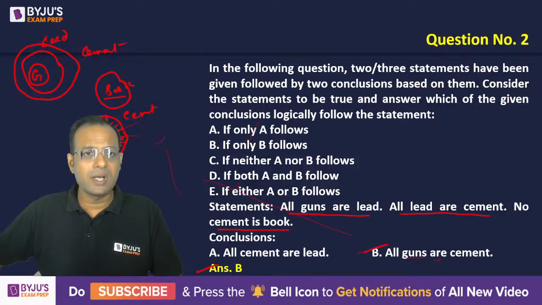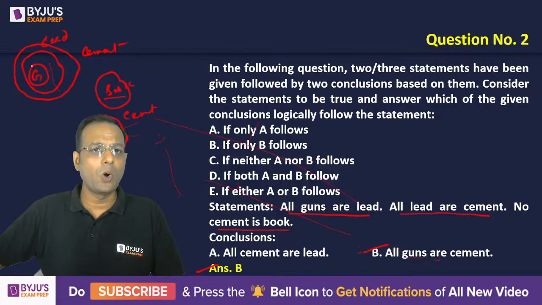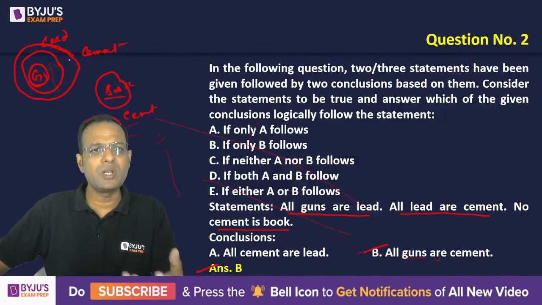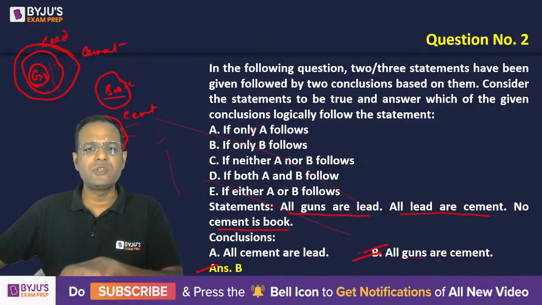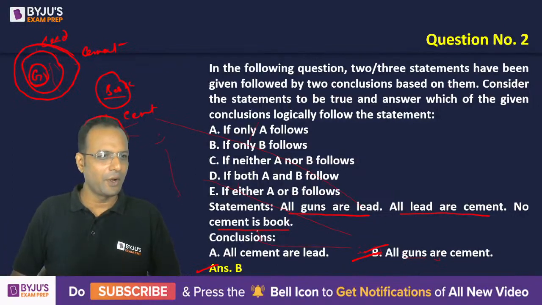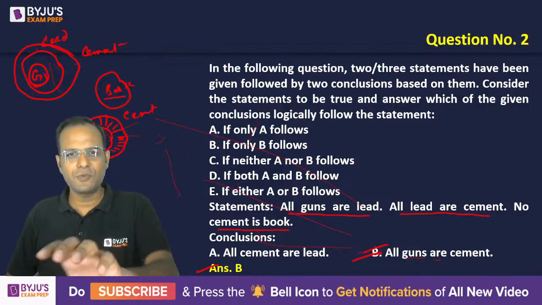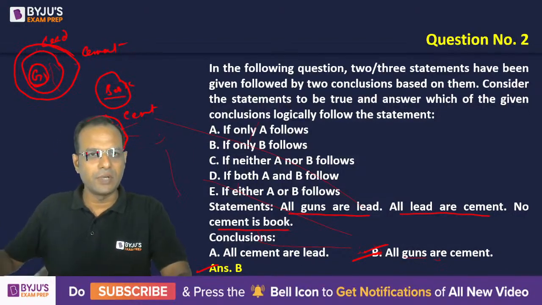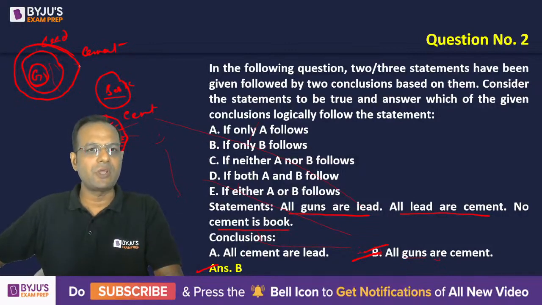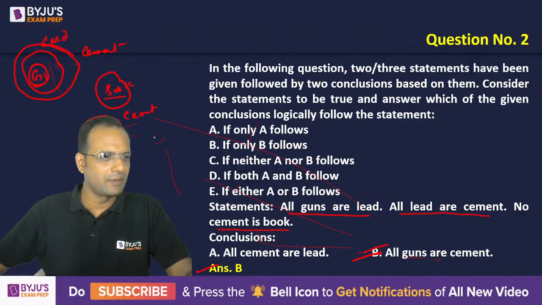But B, all guns are cement. Look at G. All guns are cement. Gun falls under cement. So gun is a part of cement. All guns are cement. ये तो follow कर ही रहा है. That is why we will choose B and not A. Got it? This was an easy question, right? Although there was a trick, you could overcome the trick using these circles, Venn diagrams.